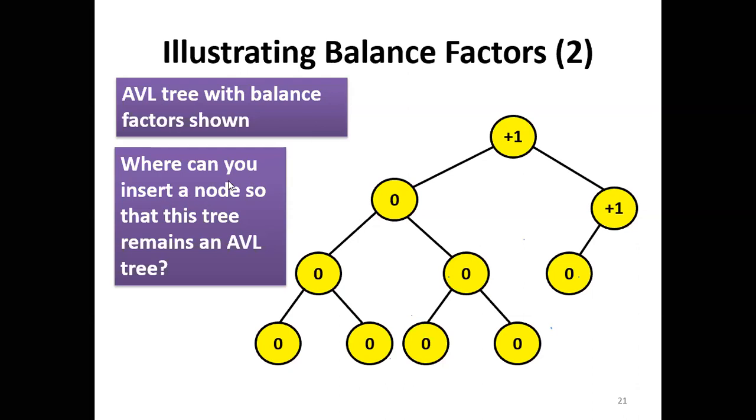So the question is, where can you insert a node that will make this remain an AVL tree? You can insert a node somewhere. I'll give you a clue: you can look around somewhere here, then see if you can insert a node to make it an AVL tree. And I will also ask you to try and insert another node to make any of these nodes unbalanced.